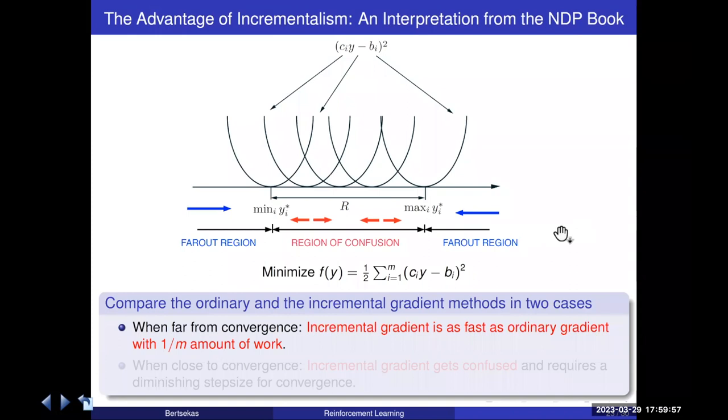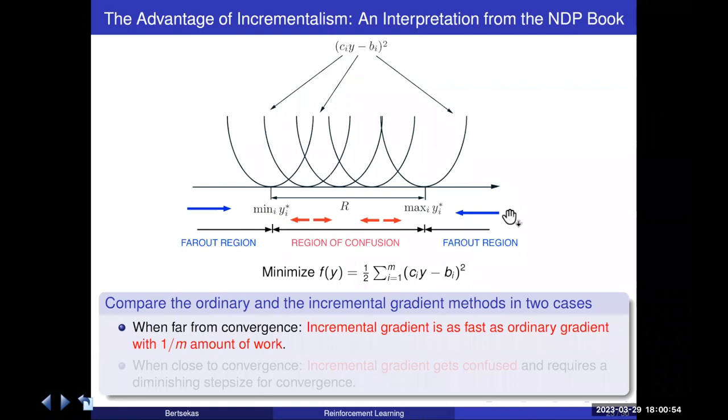Now, suppose that you have an iteration where yk is to the right of this region, what they call the far out region, far out from the middle. Then the ordinary gradient method would calculate the gradients of all of these components and move in that direction. Now, the incremental gradient would just pick one component, maybe this one, maybe that one, and move in that direction. So the incremental gradient method will do roughly the same thing as the regular gradient method at much lower cost in the far out region. It goes in the right direction. Similarly, in the region to the left, it will do the right thing and move towards where it needs to go at much less computational cost.